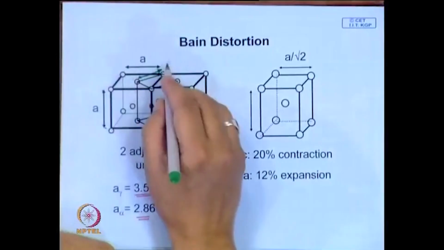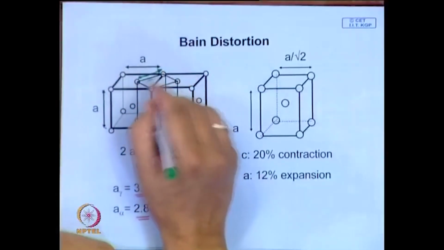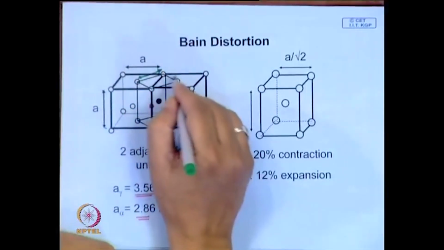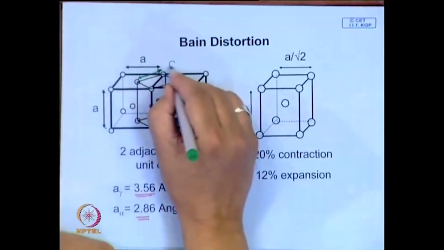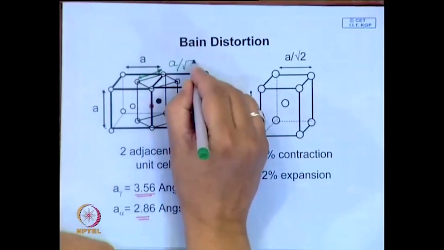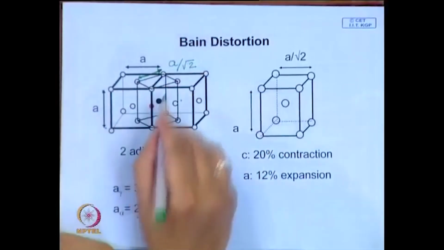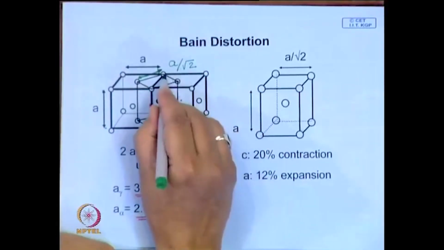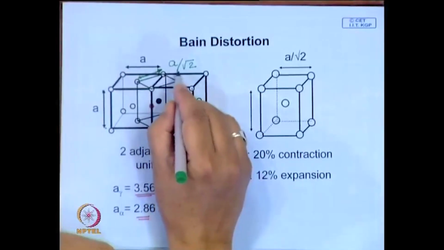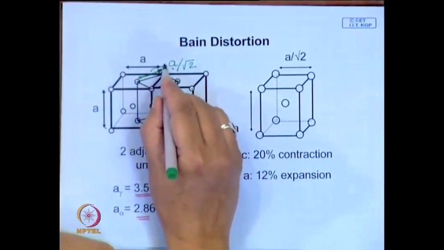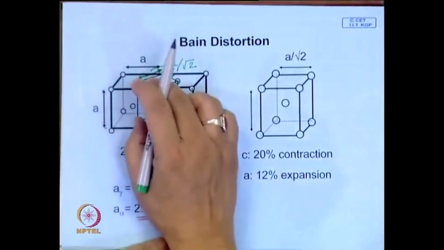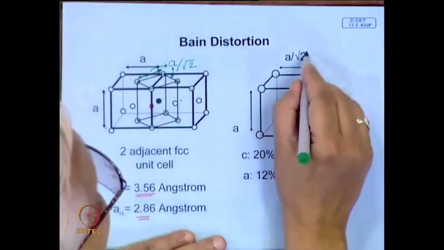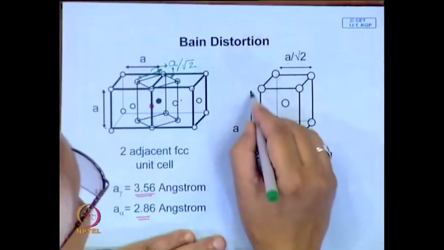and whereas this dimension becomes one of the, say, either A or B of the BCT or BCC lattice. So, this is actually A over root 2. This also is half the diagonal, this also is the same, this as well as this. So, therefore, the same thing is drawn over here. So, this is A over root 2, this is A.